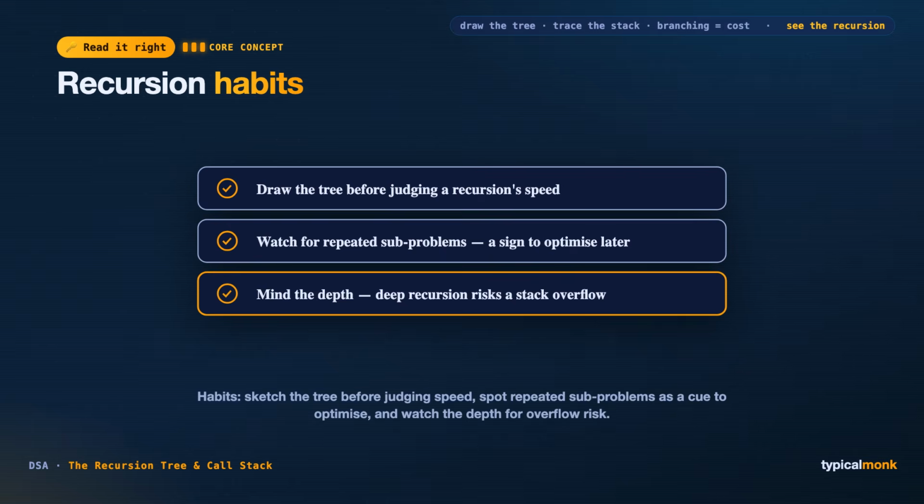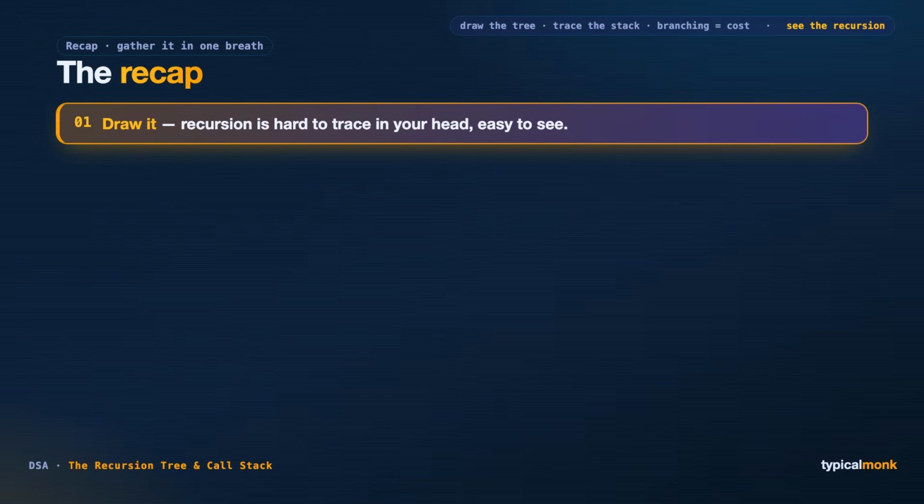So the takeaway? Sketch the tree before trusting a recursion's speed. Watch for repeated subproblems as a signal to optimize, and check the depth for overflow risk. Make these three a reflex and recursion holds no surprises. Let us gather the whole class in one breath. Draw recursion down and trace it in your head. It is hard to simulate but easy to see.